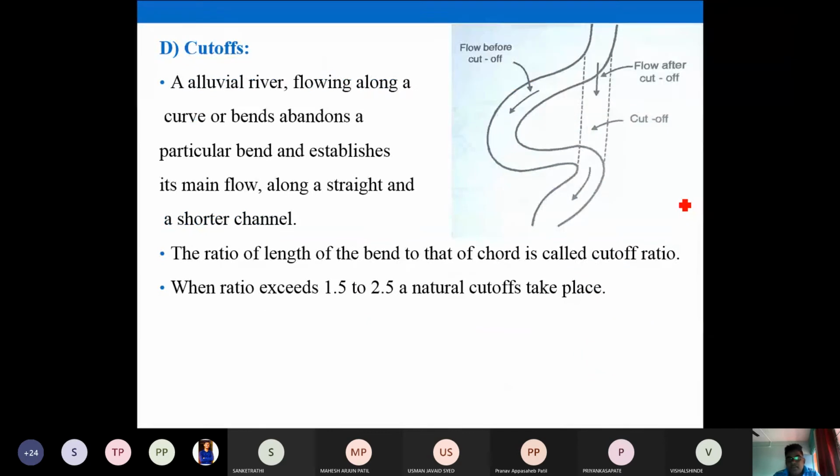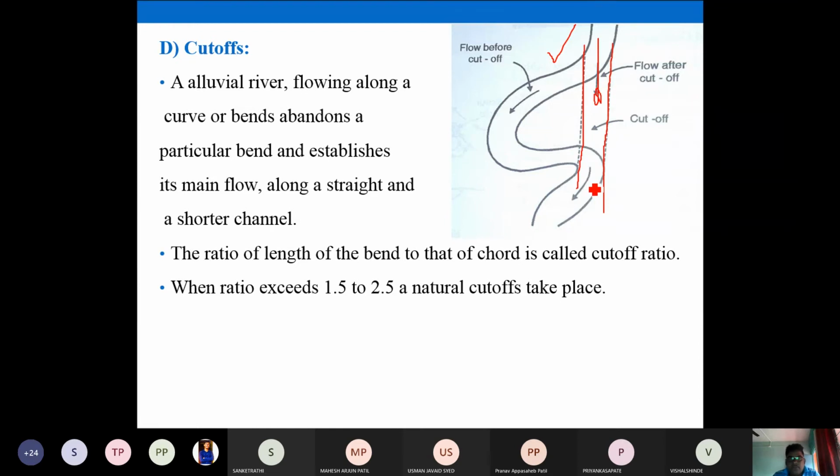Then the cutoff is a very important part. If there is a chance of river meandering taking place, then there is a need to reduce the length of the river flow. So why not construct a cutoff trench? A cutoff trench is a channel provided so that the river water can be diverted straight into this cutoff area.